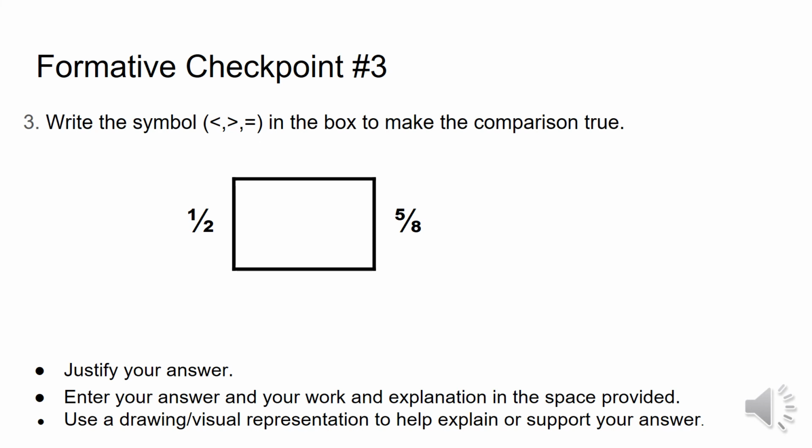So if 1/2 is the benchmark, what is half of 8? It's 4/8. So that means 5/8 is greater than 4/8. So 1/2 is less than 5/8. So they're able to draw, they're able to justify, show their work, and use visual representation to support their reasoning. So in this last one, they're able to compare fractions, record their comparison with symbols, and justify their work.